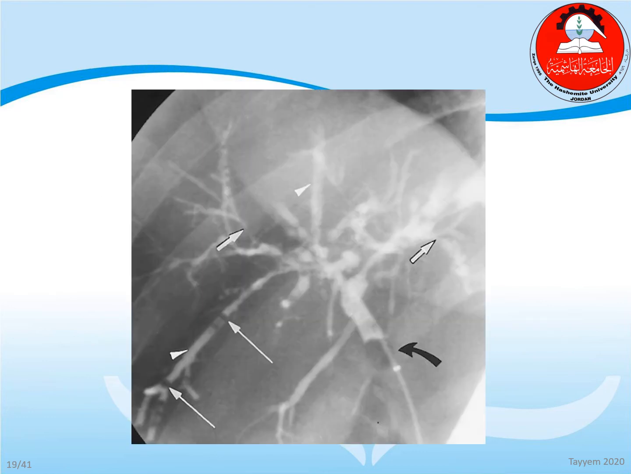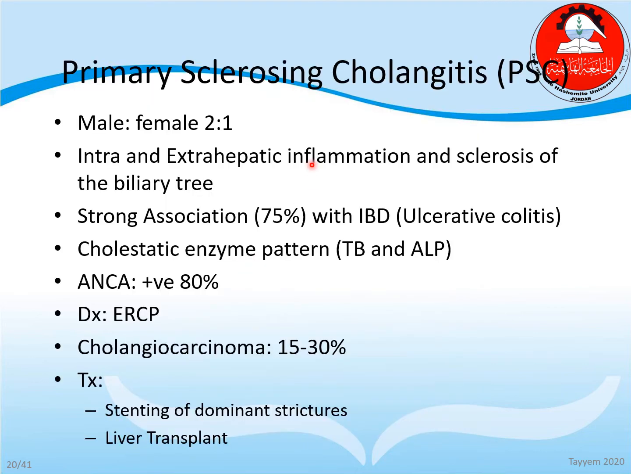This is an ERCP of a patient with primary sclerosing cholangitis, and as you can see here is the beaded pattern on the ERCP.